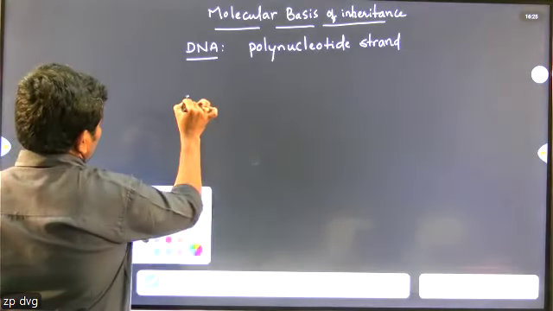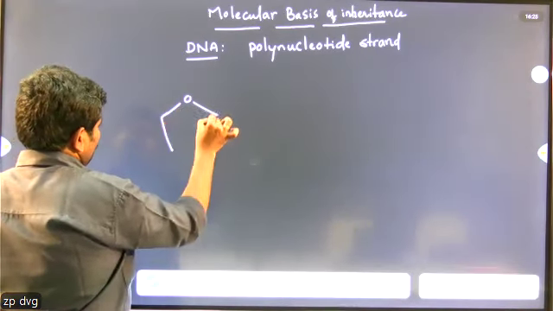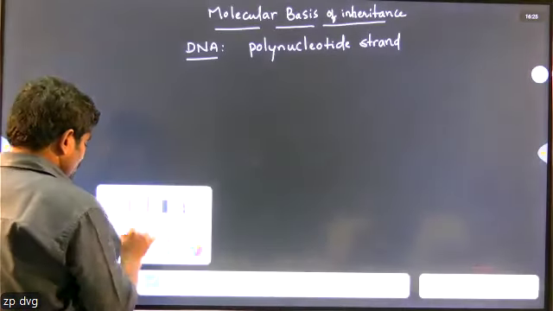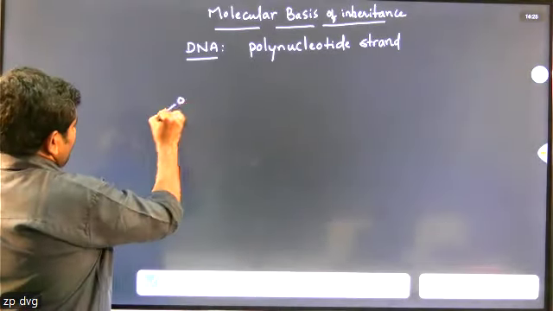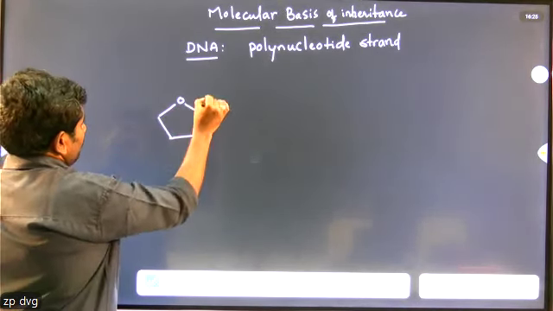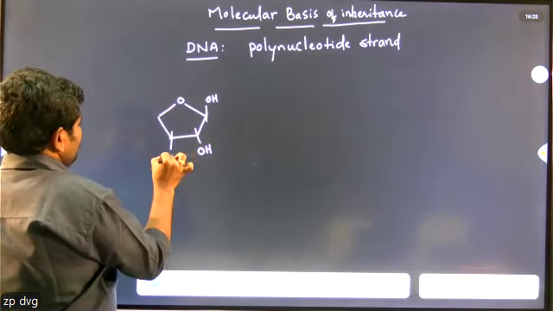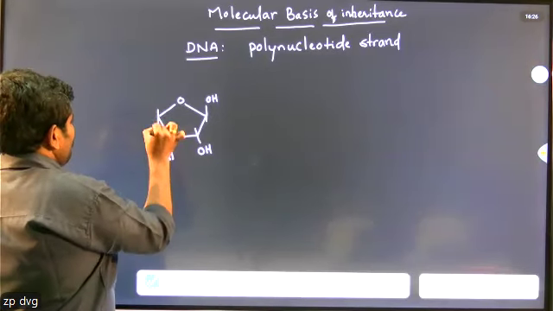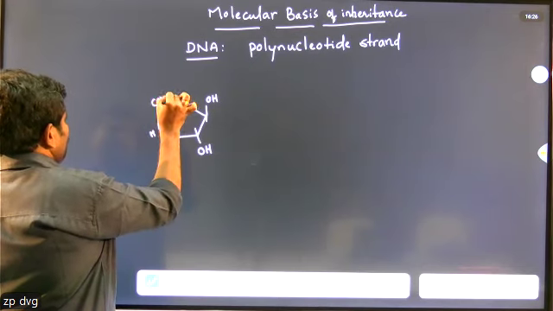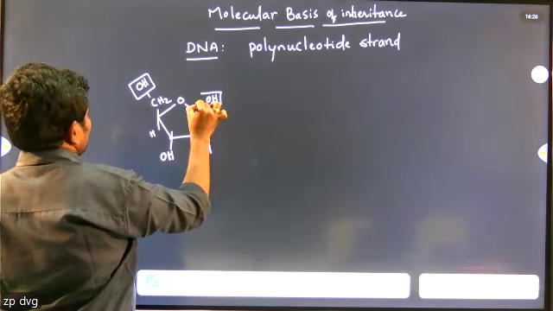Due to the presence of this, this ribose sugar is less stable, right? One OH group here, one OH group on the second carbon, one OH group on the third carbon, and this is the fourth carbon with hydrogen. This is the fifth carbon, CH2, and this is OH. Totally, how many OH groups are there? Four OH groups are there.